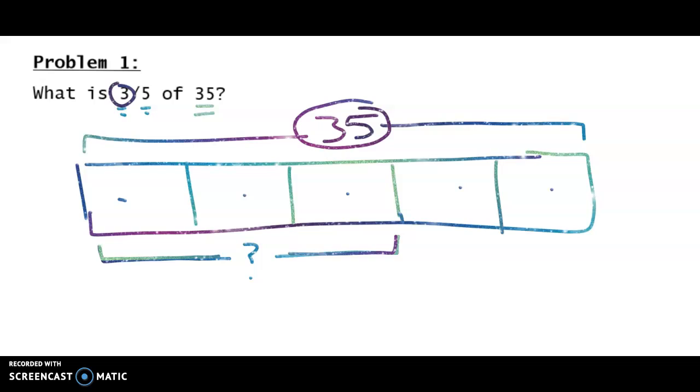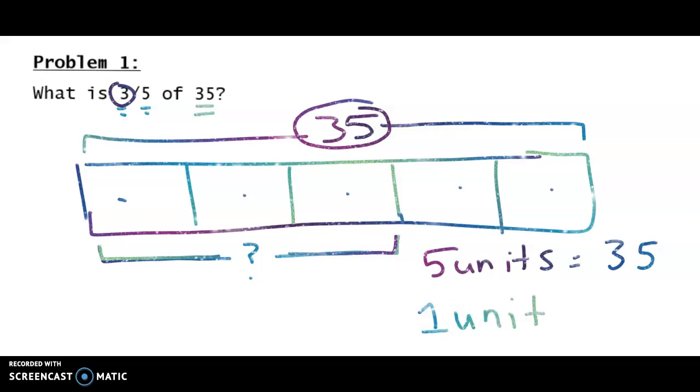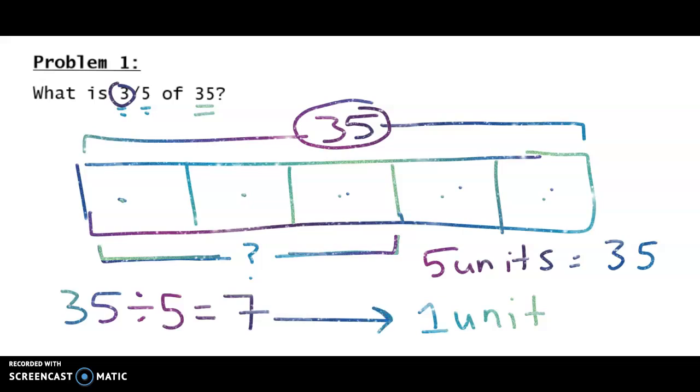Well, what is something we do know? We do know that 5 units is equal to 35. But the question we're trying to figure out is, what is 1 unit? Because when we figure out the single unit, we know that we can insert those into each of our 1/5 spots. Remember, we were solving this in the classroom by taking our total amount, 35, and dividing it by how many parts were in the whole, which was 5. And we were able to figure out that each unit had the value of 7.